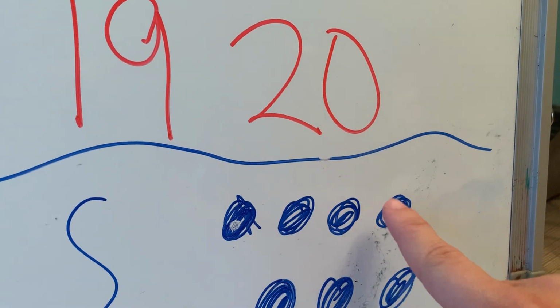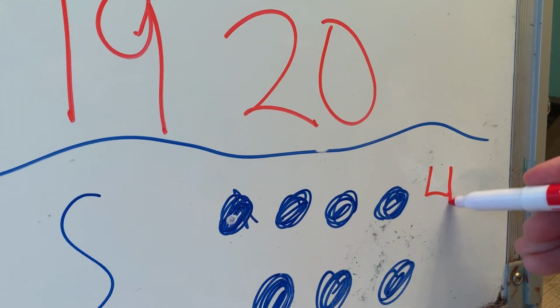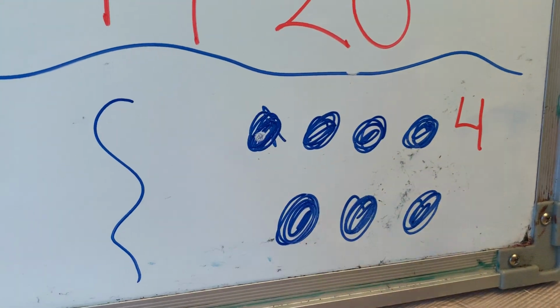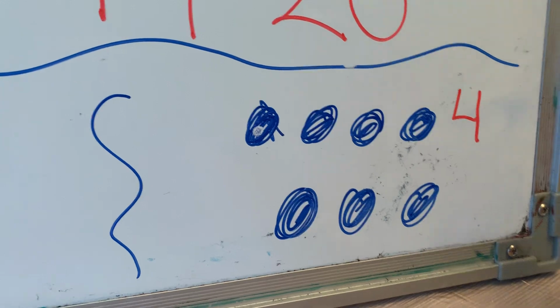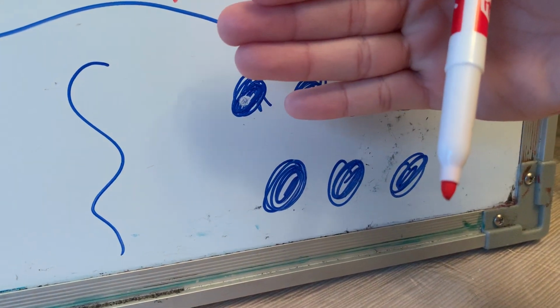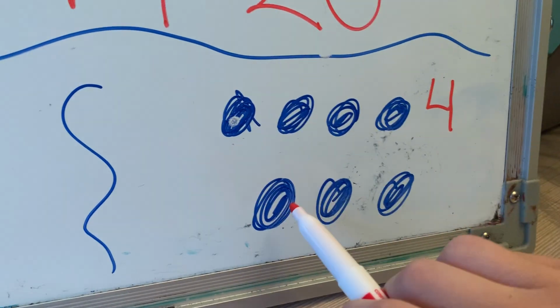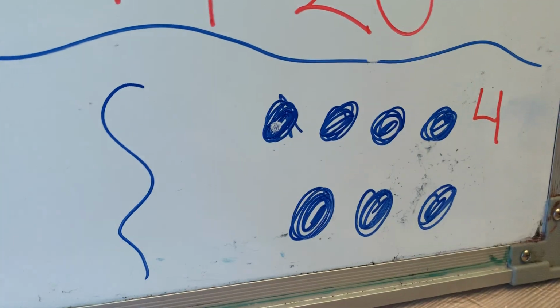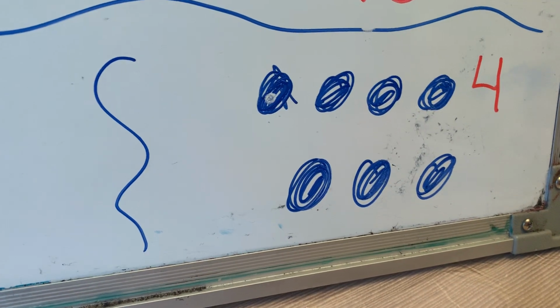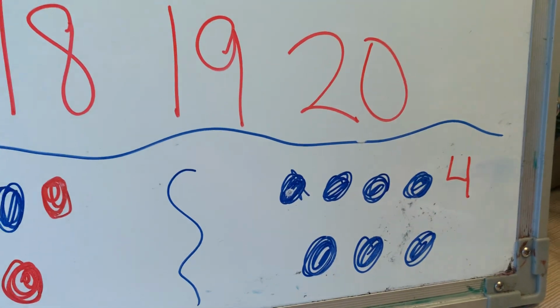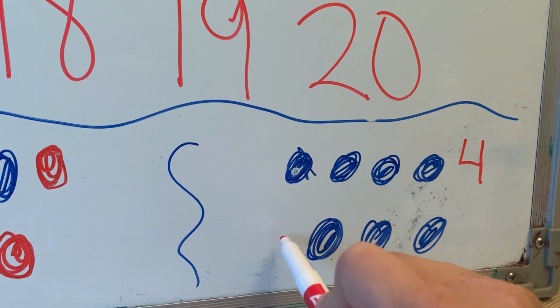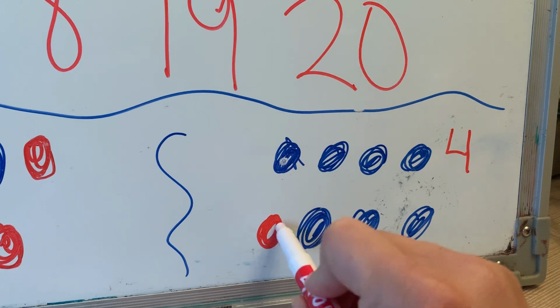1, 2, 3, 4. All right, and let's look at this bottom group right here. How many dots do I have in this bottom group right here? 3. 1, 2, 3. And if I were to add 1 dot to this group, how many dots would I have? I would have 4 dots. Great job, guys.